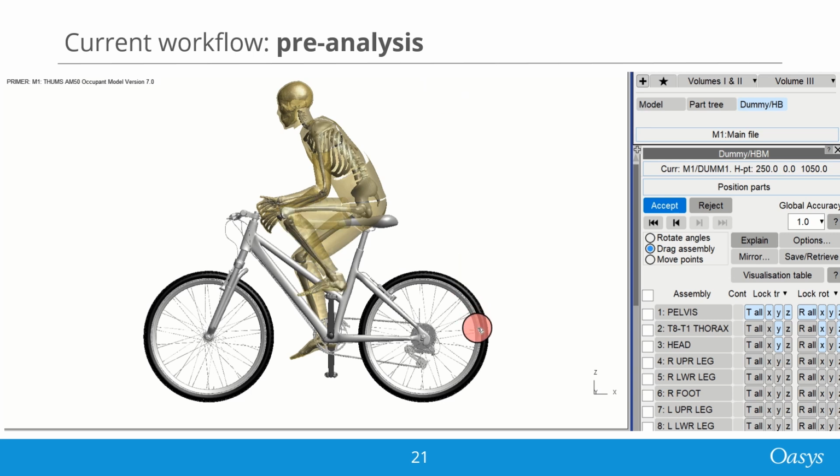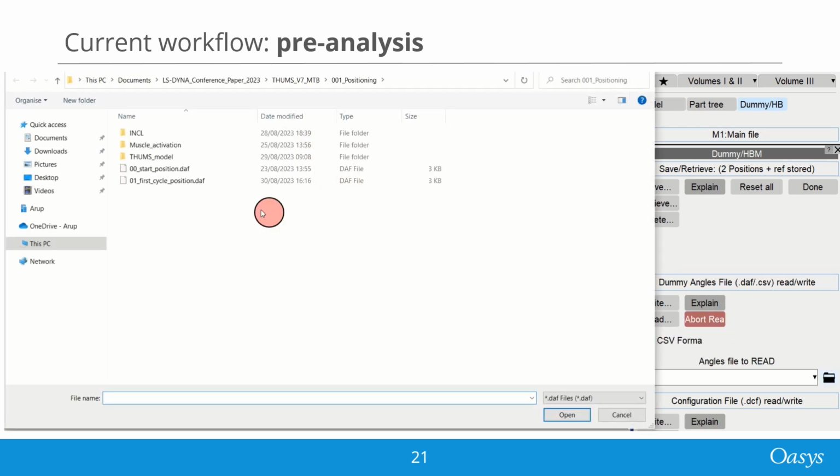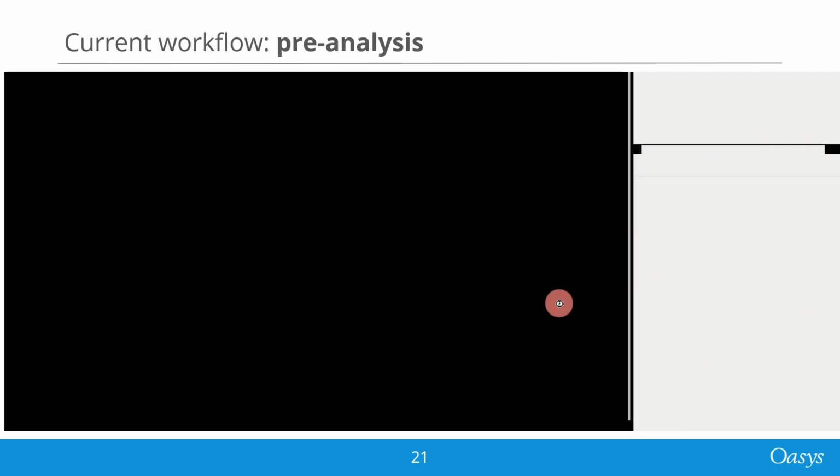The current rotations of each joint can be saved to a dummy angles file or a DEF file, which can be saved and read back in at any time during the positioning workflow. I'm now going to read in a DEF file from a previous Primer session. Here the angles are applied to each assembly in turn, working down the assembly tree from the root, repositioning the model to the previously saved configuration.